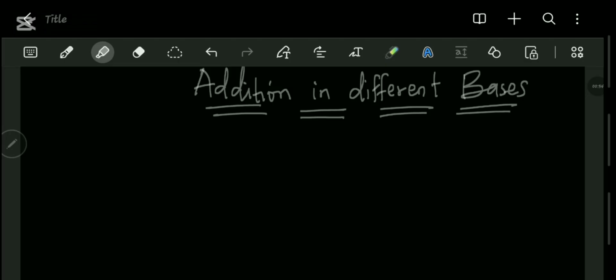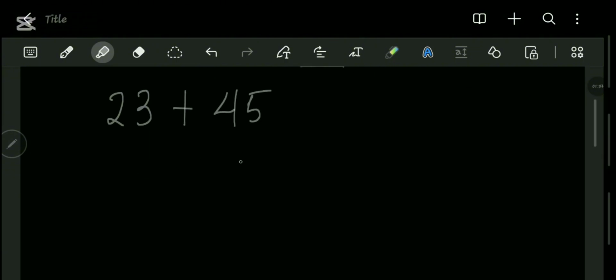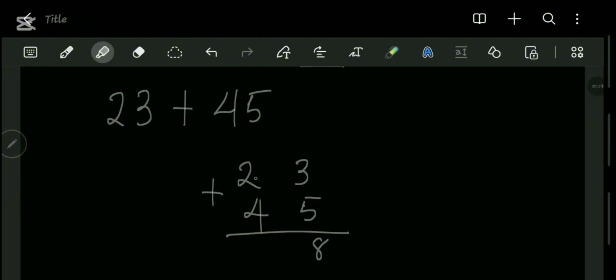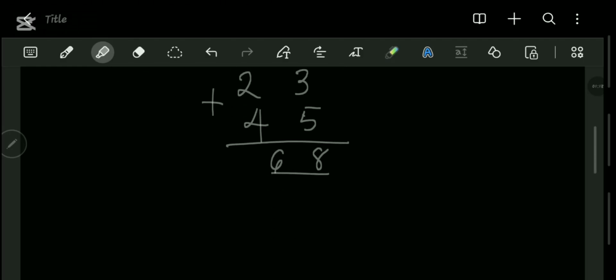If you are given something like this to add, 23 plus 45, we bring back the idea of addition. We arrange them, right? And then we start from the right. So 5 plus 3 is 8, and then 2 plus 4 is 6, and we got 68, right?